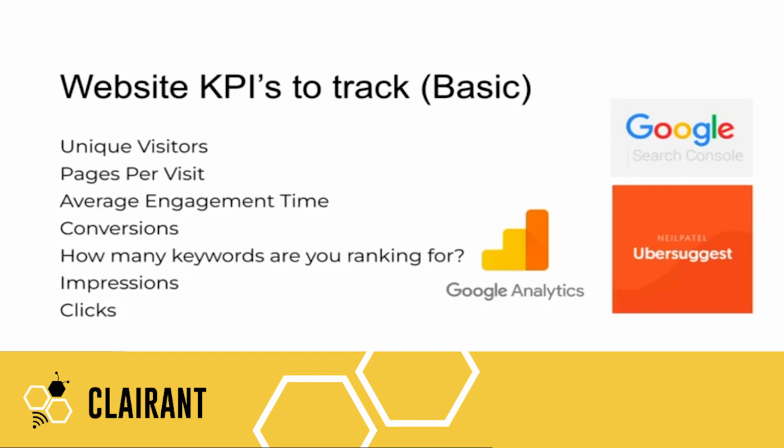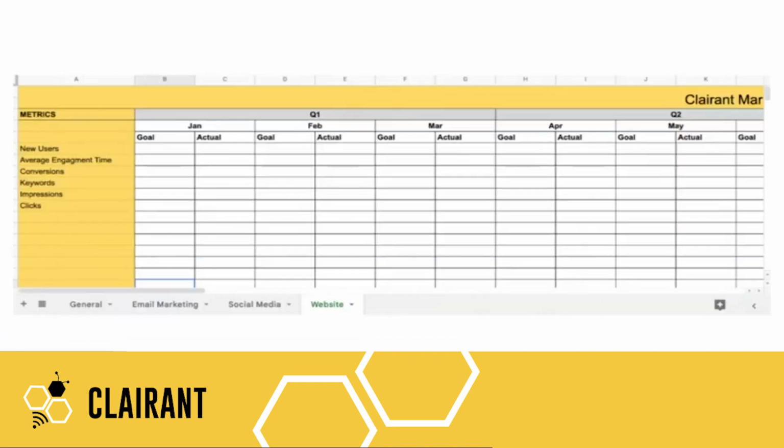All right, so these are just general basic KPIs I want everybody to be tracking, no matter what type of lawyer you are or no matter what type of industry you're in. So let's move on over to the metric spreadsheet. You are going to click on the website tab at the bottom. You're going to add any customized metrics that we didn't talk about, and then you're going to make sure that you're filling this out throughout the year.